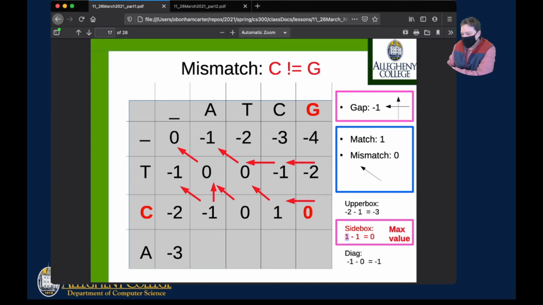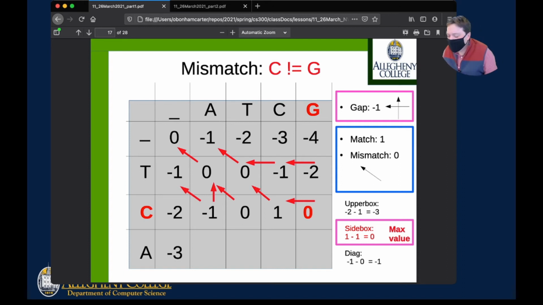And then I look at my gap, -1, so that's where this value comes from here, -1. That's where this value comes from here too, because that's -1. I do the math: -2 minus 1 is equal to -3. 1 minus 1 is equal to 0. And then the diagonal, which is this -1, is where this value is going to be coming from. Now, for the diagonal, I need to know if they're a match or a mismatch. This is actually a mismatch, so there's a penalty involved of 0. And so that's -1 minus 0, which is equal to -1.